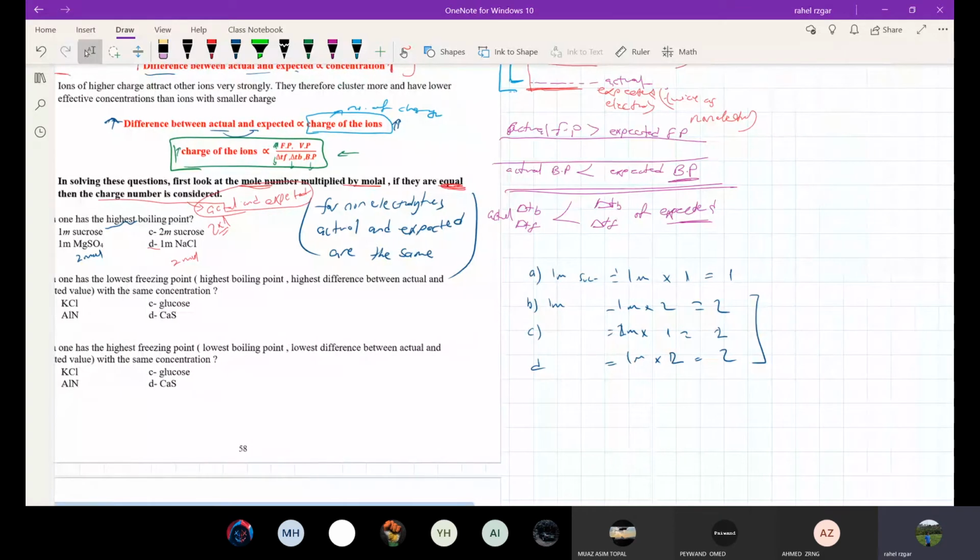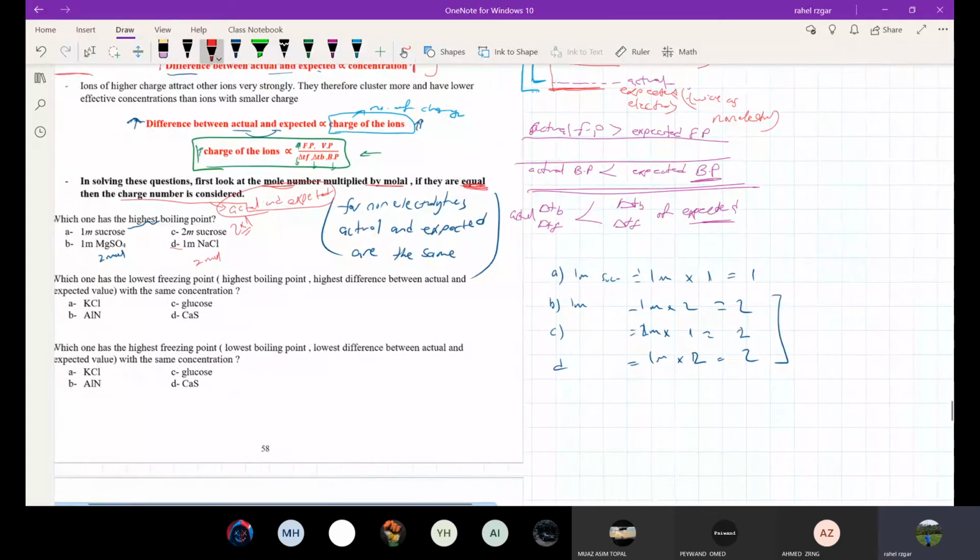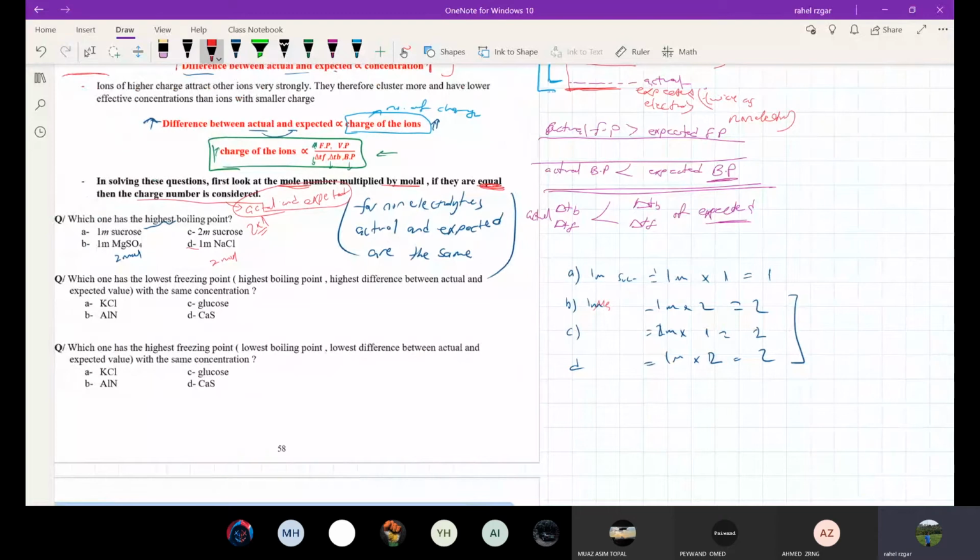So this is B, MgSO4. This is sucrose. This is NaCl. So MgSO4 is almost 2. Why? Because it's an electrolyte. NaCl is almost 2.